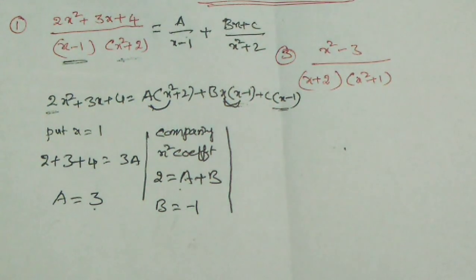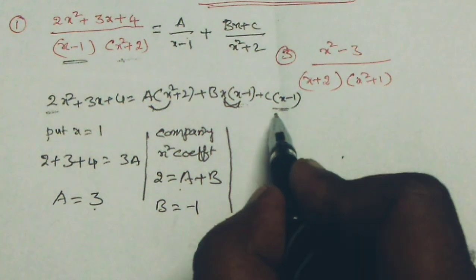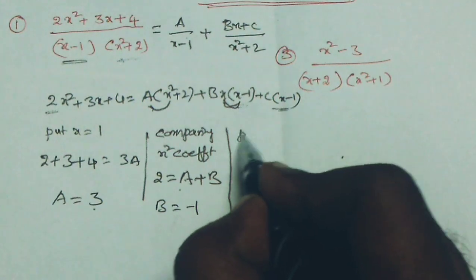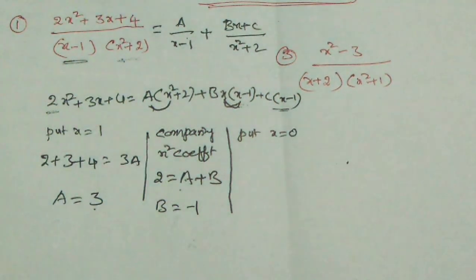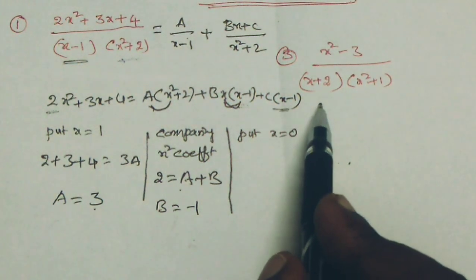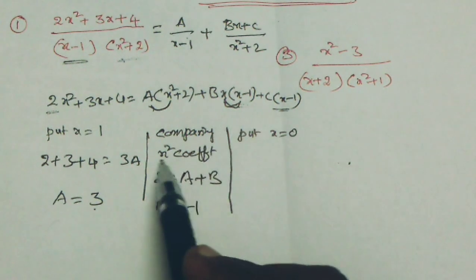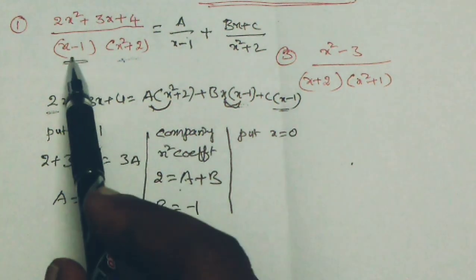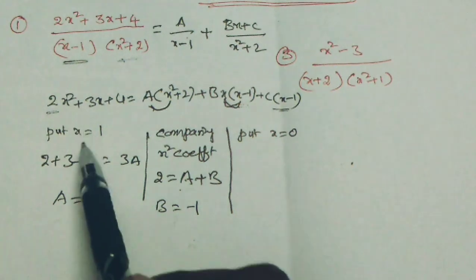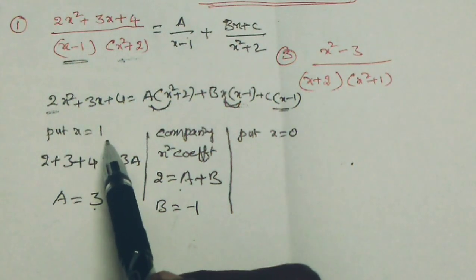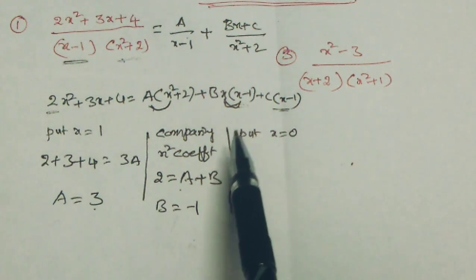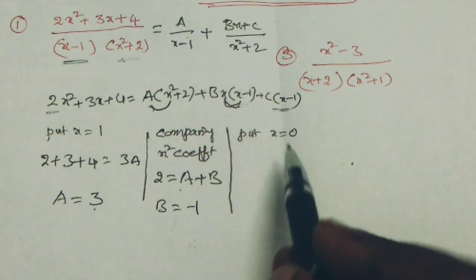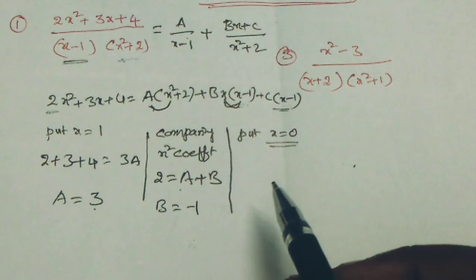Now we have to calculate the value of c. To calculate the value of c, put x = 0 or compare the constant. If there exists some other constant, we have to find the d or the e. Now we have to keep an order. If there is any term in first type, put x = 1 or a, b, c and so on. And then comparing the x³ coefficient, the x² coefficient, the x coefficient, and then the constant. Instead of the constant, you can put x = 0 also.